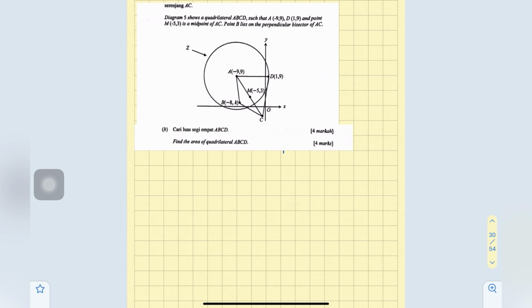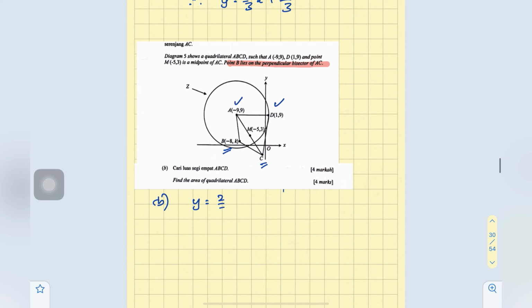Okay, to find the area of quadrilateral ABCD, kita kena ada all points lah. Sekarang ni kita cuma ada point A dengan D. Kita tak ada point B, ada value of K yang kita tak tahu dan kita kena cari point C. Okay, so just now from the question, dia kata point B lies on the perpendicular bisector of AC. So B ni lalu equation yang kita dapat from (a). Tadi kita ada y equals 2 over 3x plus 19 over 3.